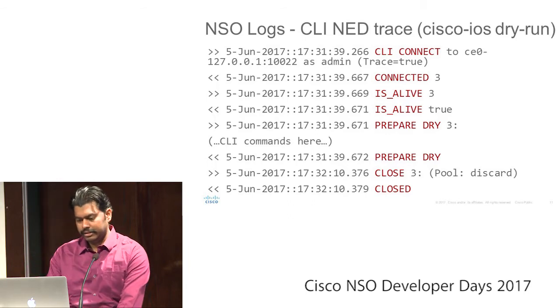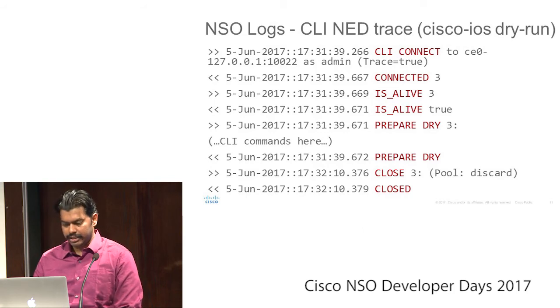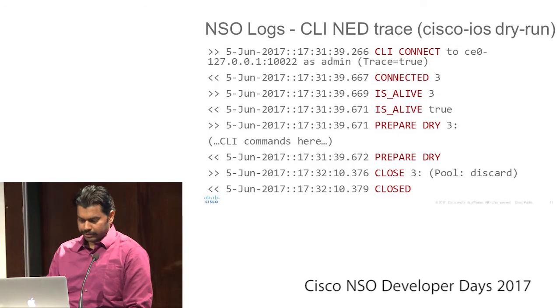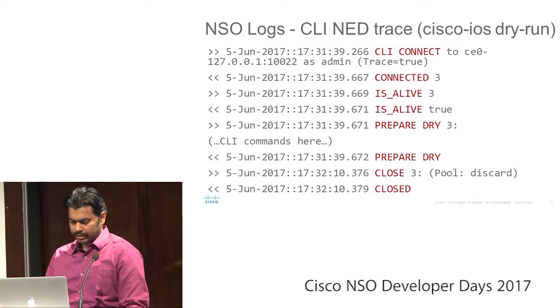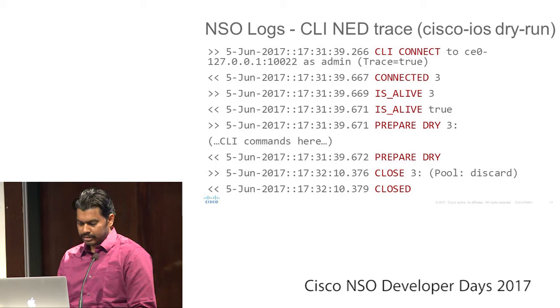For example, this is the CLI NED trace of the Cisco IOS NED when we do a dry run. So the way to interpret the NED traces is by these highlighted words. It's the API of the NED. So first the NED connects to the device, and then it checks if the session is alive, and then it does prepare dry and sends the CLI commands.